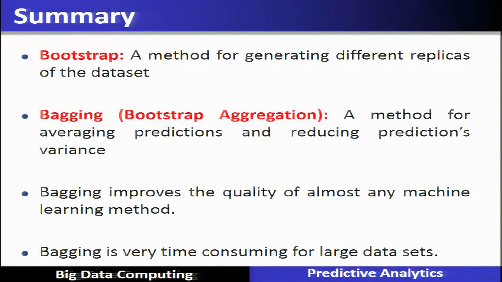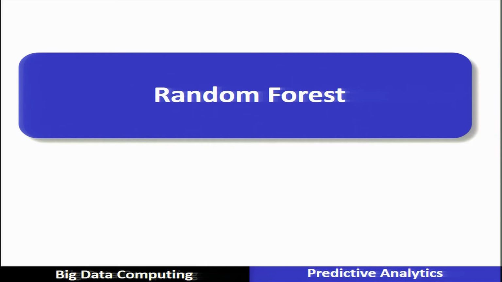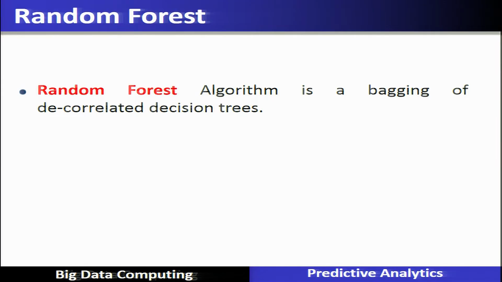So bagging improves the quality of almost any machine learning method, the quality of prediction based on any machine learning method. Bagging is very time consuming for a large data set. Now let us see the random forest algorithm, which uses the bagging and boosting methods. Random forest algorithm is bagging of decorrelated decision trees.